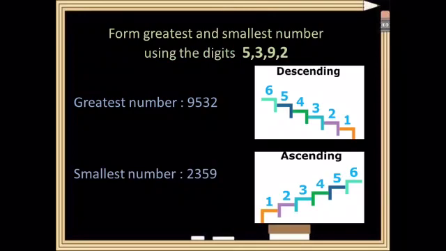Form the greatest and smallest number using the digits 5392. Here, the greatest number will be 9532 and the smallest number will be 2359. To form the greatest number using the digits 5392, we arranged them in descending order, and to form the smallest number, we arranged them in ascending order. Let's see one more example now.